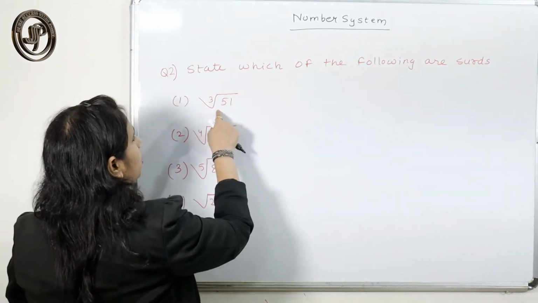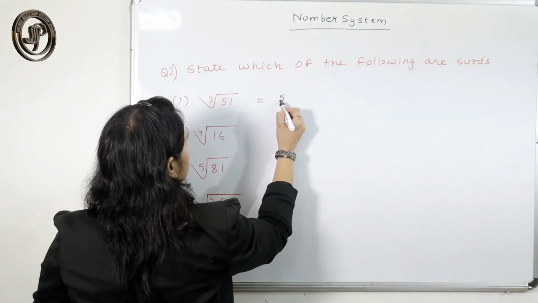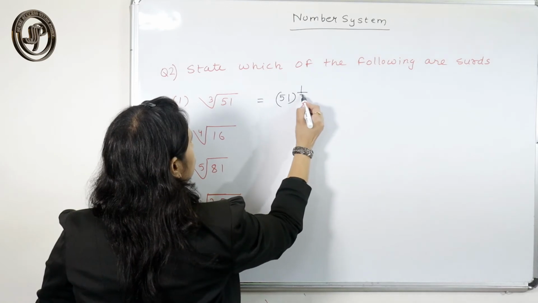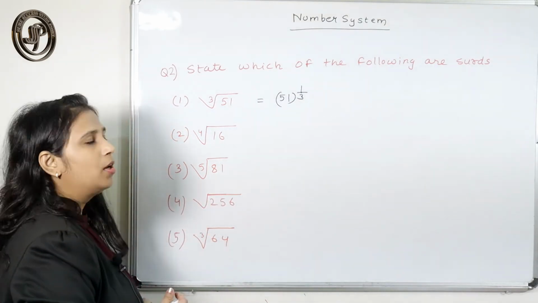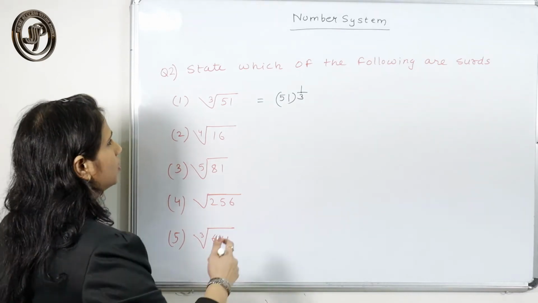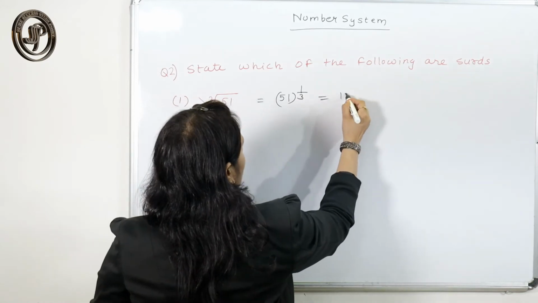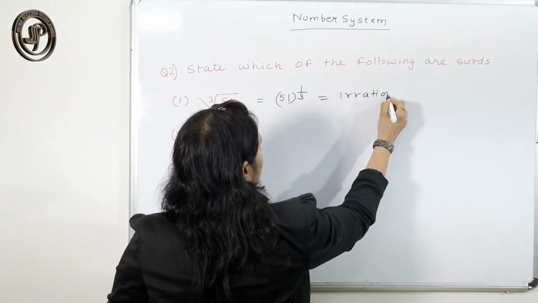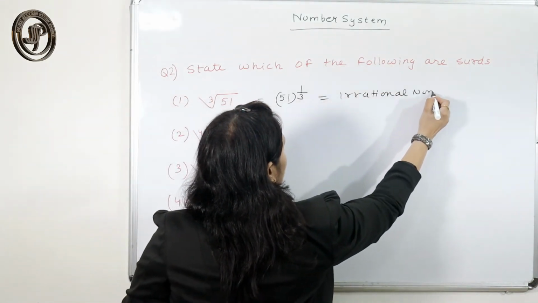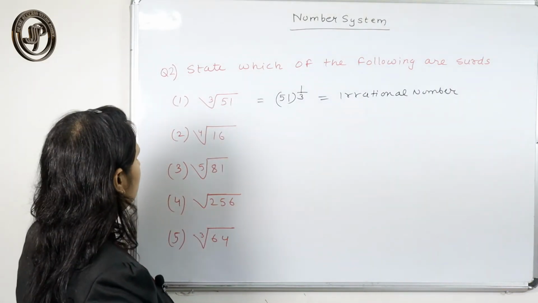So just check. This can be expressed here. If I express this as 51 raised to 1 by 3, I can write this way because the order is 3. Can I further simplify this? No. So that is an irrational number. It is an irrational number, or we can say it is a surd.